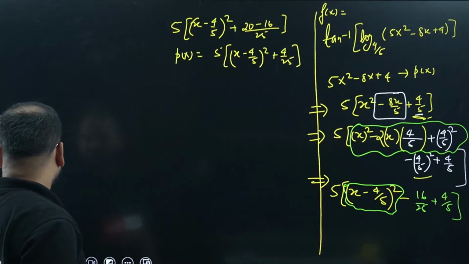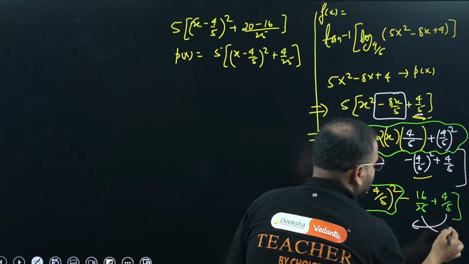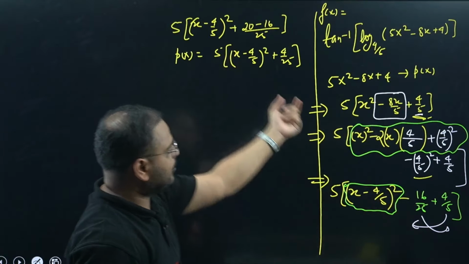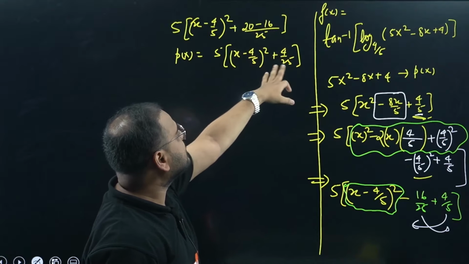Check here. Please check here. So I just rewrote it like this. I wrote this over here and this over there, and then I've taken the LCM. I hope you can see that 5 times 5 is 25, so 4 times 5 is 20, minus 16 by 25 is 4 by 25.